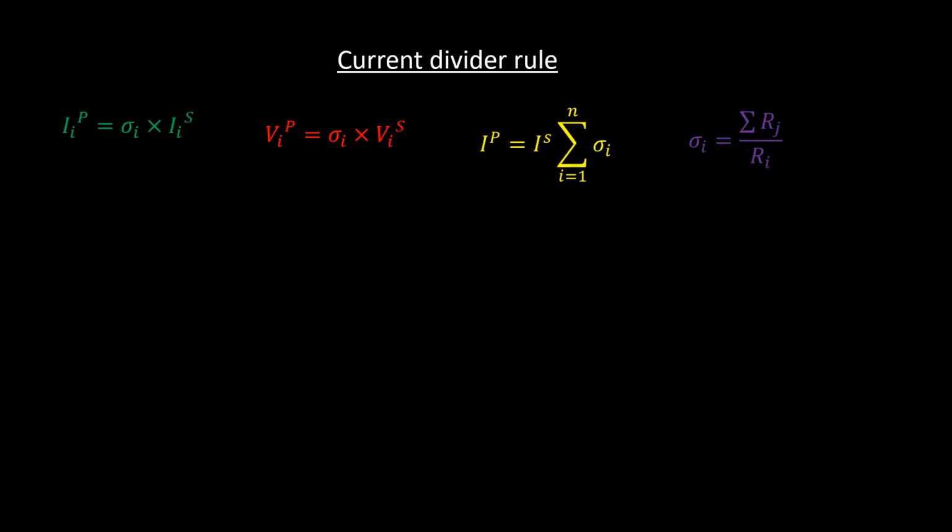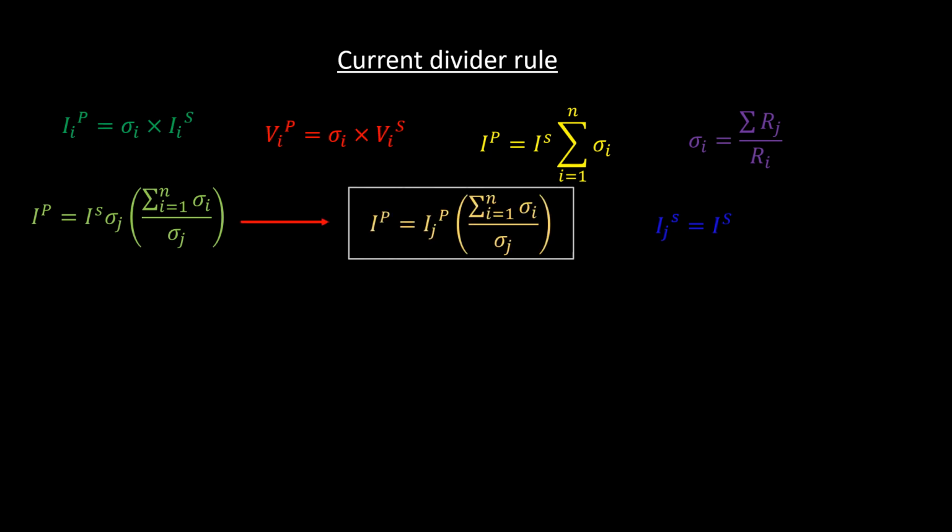The previous equation works only for two resistors, as we saw in part A. To derive a more general form of the current divider rule, we have to use the more general equation for total current, which is this one. Multiplying and dividing the right-hand side of the equation by sigma j yields the following green expression. We have used a different index j just to avoid confusion. Remembering this current relationship, our green equation can be written as follows.